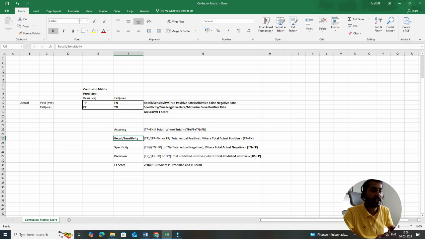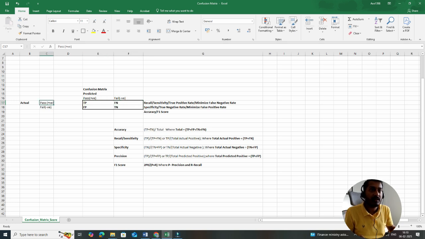Now let's talk about the recall. Recall is also called sensitivity. So how do we find the recall or sensitivity? First of all, we consider the true positive as the numerator, divided by true positive plus false negative. So now you can consider this whole row, true positive and false negative.